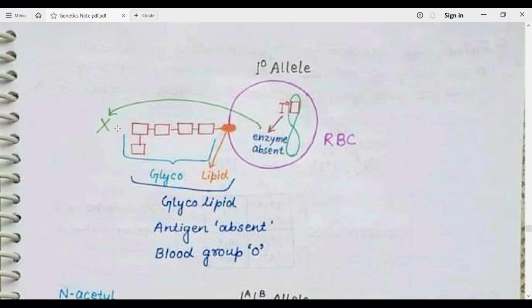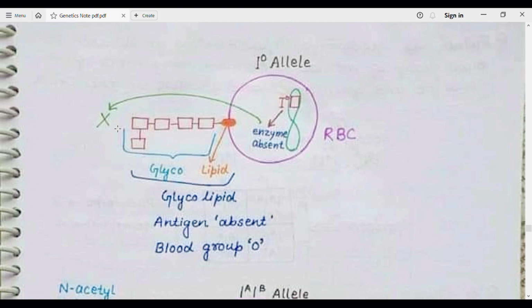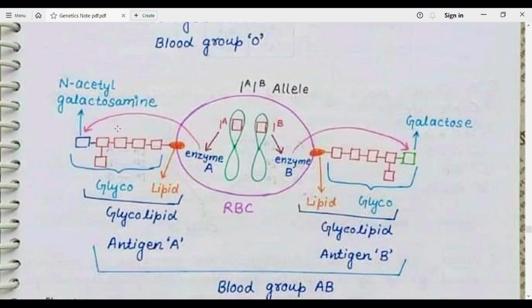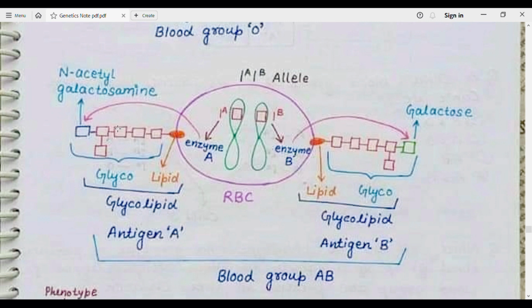Based on the presence and absence of antigens on the surface of red blood cells, there are four different types of blood group: A blood group, B blood group, AB blood group, and O blood group. A person having blood group AB has both types of antigen, antigen A as well as antigen B.